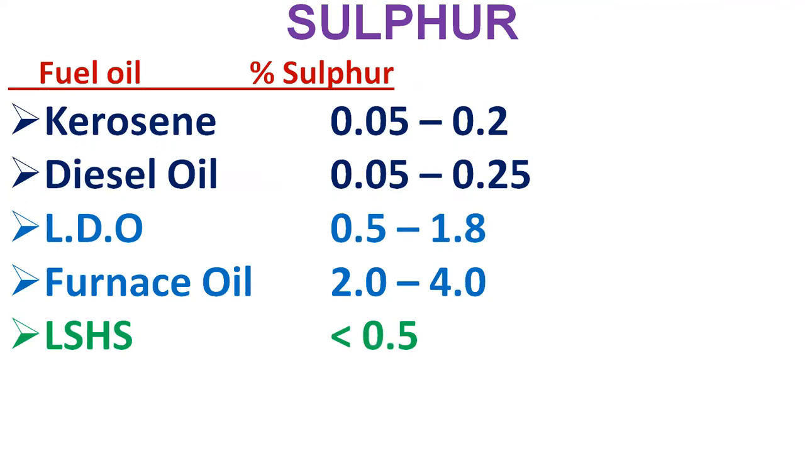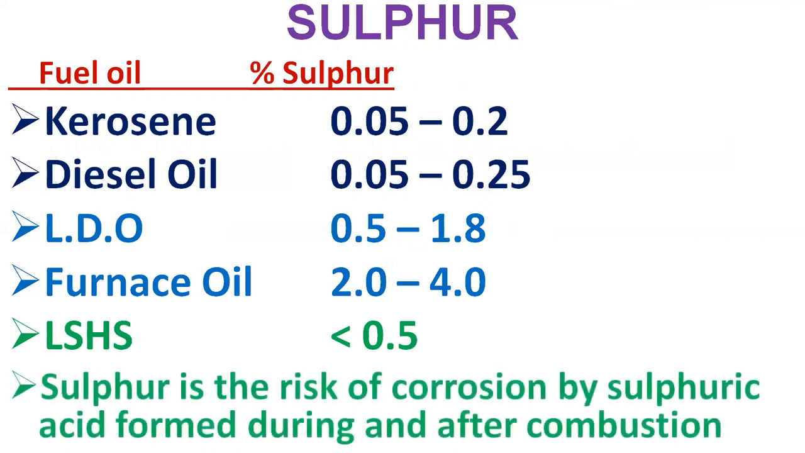The main disadvantage of sulfur is the risk of corrosion by sulfuric acid formed during and after combustion and condensing in cool parts of the chimney or stack, air preheater, and economizer. Next point is ash content.